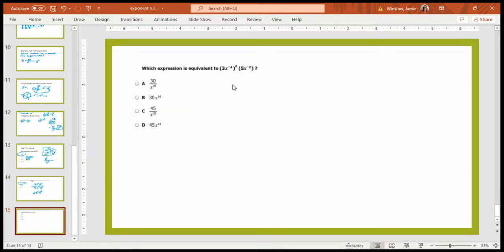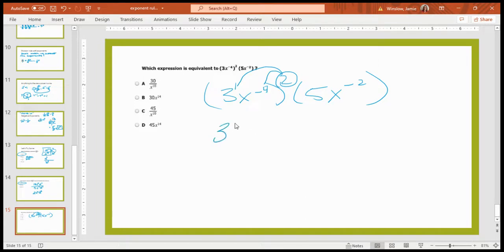All right, our last one. We have some parentheses, so we're going to distribute the exponents to everything on the inside. The 2 goes to the negative 4, and the 2 goes to the 1 here. So we'll have 3 squared times x to the negative 8, right? Negative 4 times 2 is negative 8. And then there we go.